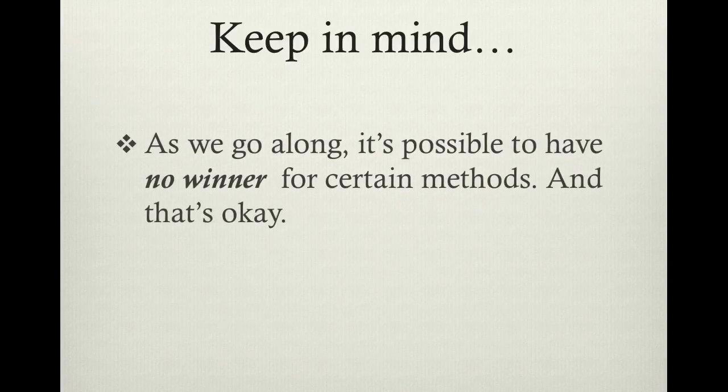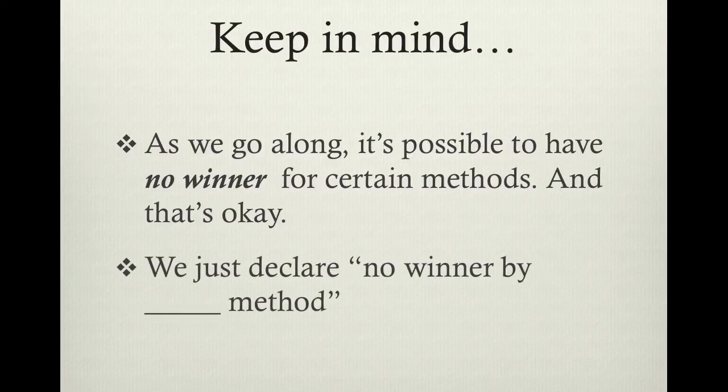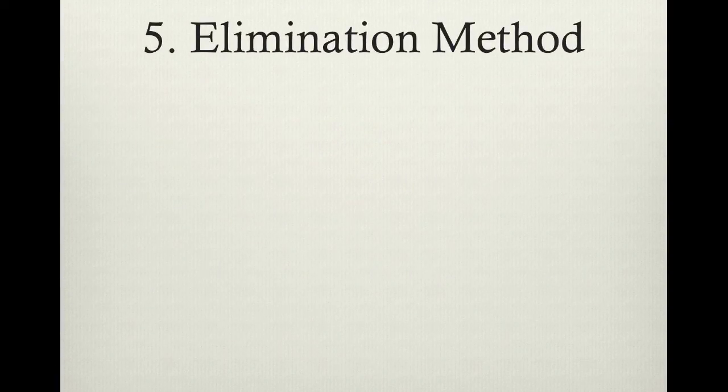Just a pause as we continue. I want you to keep in mind that for every single one of these methods, it is possible to have no winner for certain methods. And that's okay. We just say no winner by blank method. So if you do Condorcet and you don't have a winner, or there's a tie, you say no winner by the method, there's a tie. And if that's the case, that organization would therefore have some kind of tiebreaker. Okay? But it's okay to have no winner by Condorcet or by any of the methods.